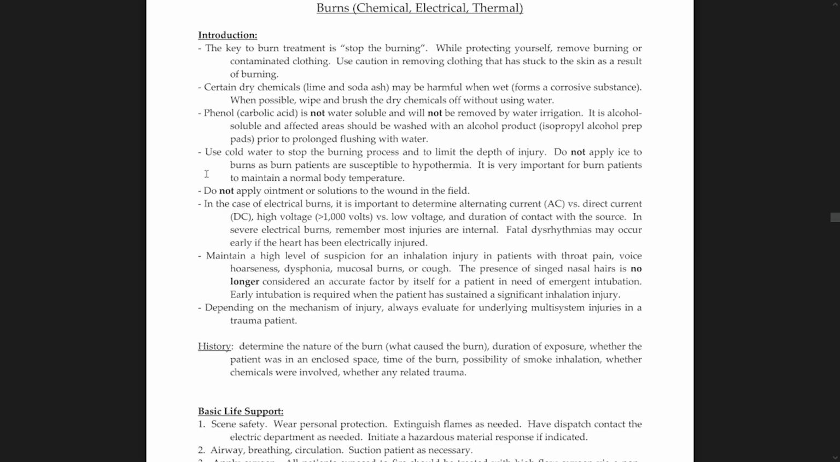In the case of electrical burns, it is important to determine alternating current, AC, versus direct current, DC, high voltage greater than 1000 volts versus low voltage, and the duration of contact with the source. In severe electrical burns, remember, most injuries are internal. Fatal dysrhythmias may occur early if the heart has been electrically injured.